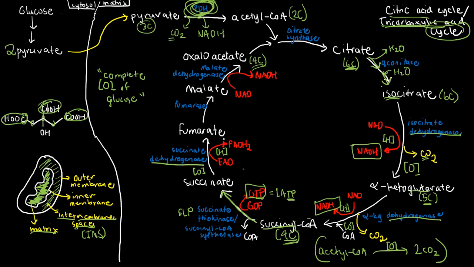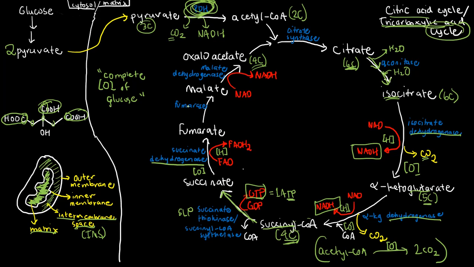This is actually the only step in the Krebs cycle that produces FADH. Also, this is the only substrate level phosphorylation in the Krebs cycle. Now, once we do produce fumarate, that's easy to remember.